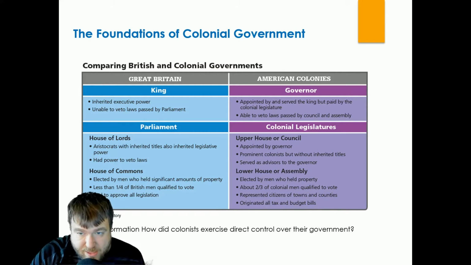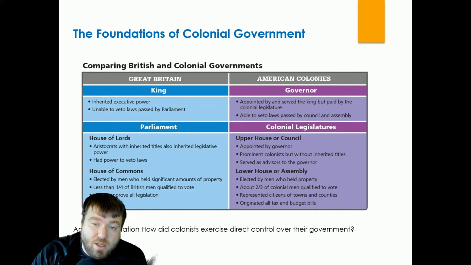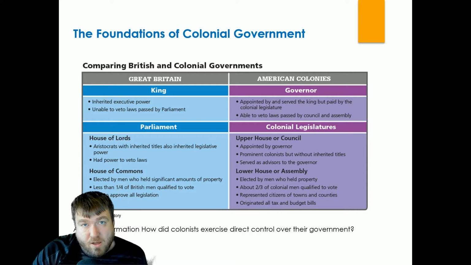Now what are council and assembly? Well, those are the colonial legislatures. This was the upper house or council, which was appointed by the governor. It was prominent colonists but without inherited titles, and served as advisors to the governor. There was also the lower house or assembly. This was elected by men who held property. About 2/3 of colonial men were qualified to vote, and they represented citizens of towns and counties and originated all tax and budget bills. So while the government in the colonies was different, it had the same structure as British government.